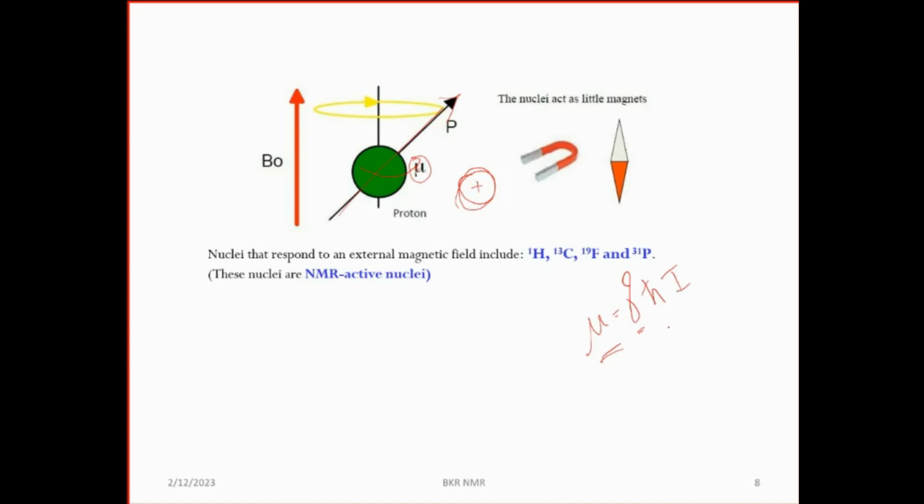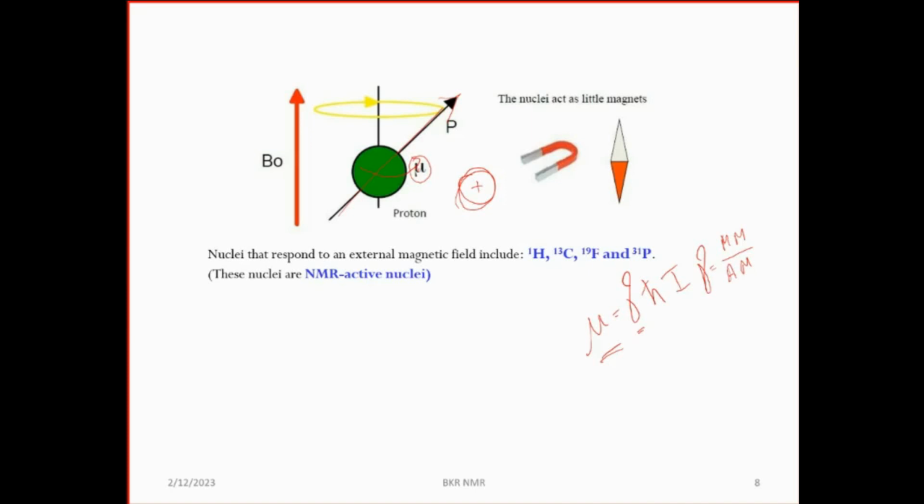This gamma is the ratio of magnetic moment to angular momentum. You can just remember it that way: magnetic moment to angular momentum. So this gyromagnetic ratio is the ratio of magnetic moment by angular momentum. Calculation of the gyromagnetic ratio is very tedious, and that is all done in physical concepts.